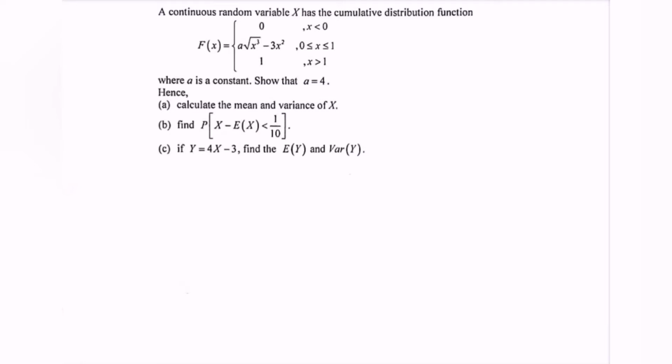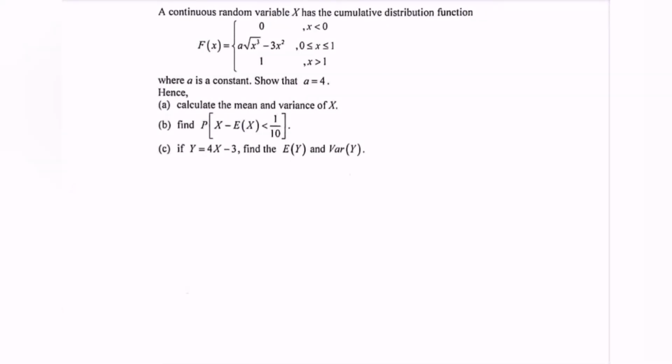As we all know, in the cumulative distribution function, we note that F(1) is equal to 1, as we can see in the third function. Next, what is F(1)? By using the second function, kindly substitute the 1, where we will have a minus 3 equals 1. So a is equal to 1 plus 3, which is 4. So we have already shown the situation.